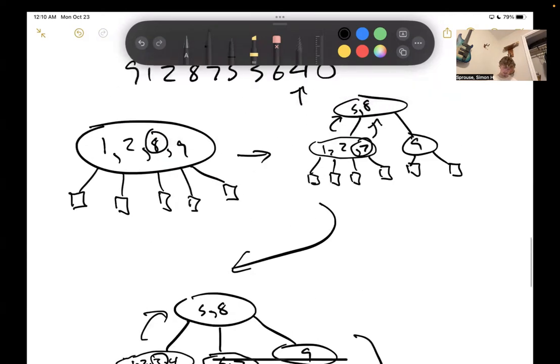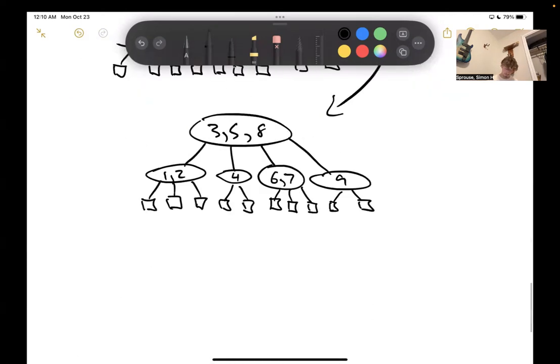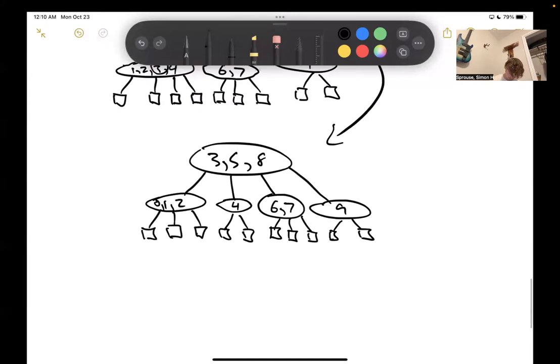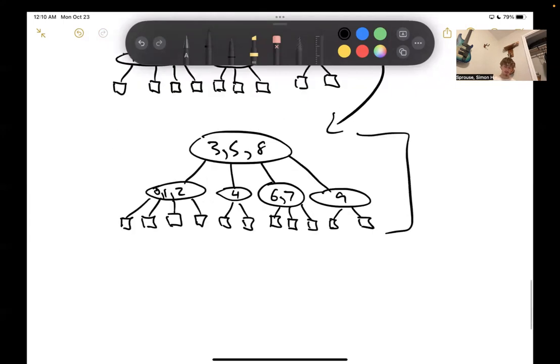And then what was the last thing to add? 0. So 0 goes here. Just add one more category. Yeah, as you can see, I mean, it stays pretty flat the whole time. This is certainly no linked list.